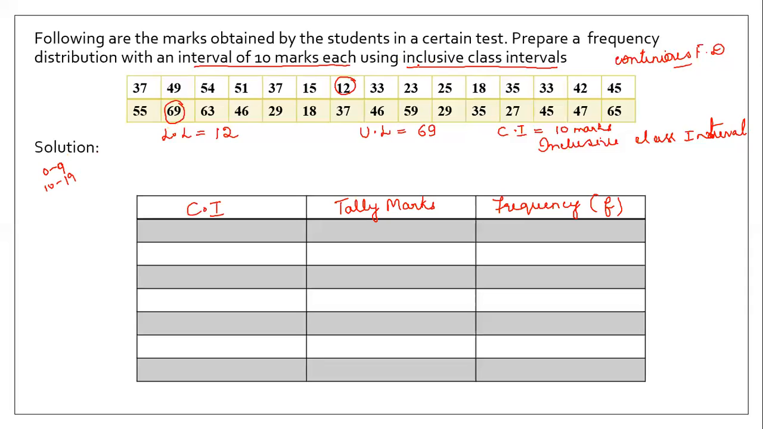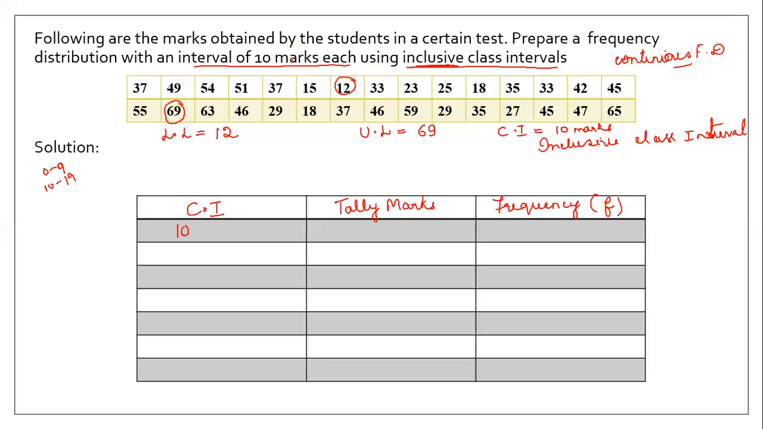Because they have asked us to write in the inclusive class. Now you have seen here, the class interval begins, the lowest value that begins is from 12. So what we can do is, we can start it from 10. We do not have numbers less than 10. That means after less than 12 there are no numbers. But when we write a particular class, they have asked 10 marks each.